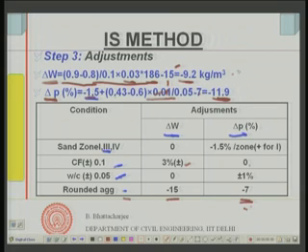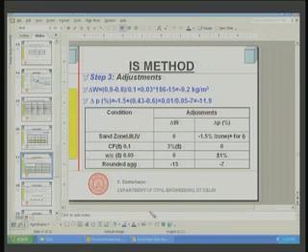Let me write it down here again. You see, this has two components: 186 multiplied by 0.003, this is plus, and minus 15. So, that makes it minus 9.2. And this is minus 1.5 minus 3.4 minus 7, all are minus, which makes it minus 11.9. So, that is the adjustment.